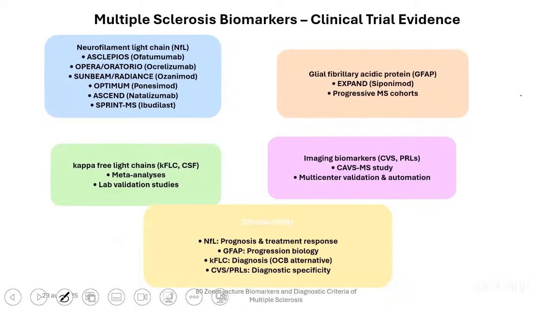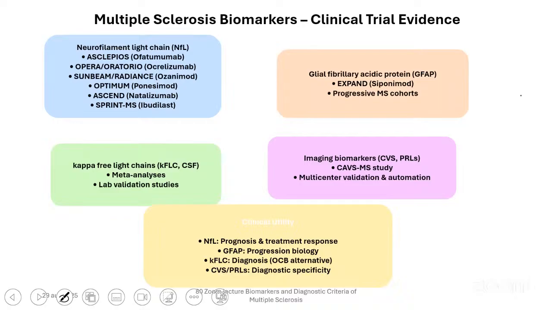There are other biomarkers also being talked about in various studies, like the study of Asclepios, that is ofatumumab, and Opera, that is ocrelizumab, and Radiance, ozanimod, and ponesimod in Optimum, natalizumab, and ibudilast. Neurofilament light chains have been studied in these, but still they are not being used as a diagnostic criterion. Another biomarker is GFAP, glial fibrillary acidic protein. Siponimod study and progressive MS cohorts are studying this. And we have already discussed kappa free light chains.